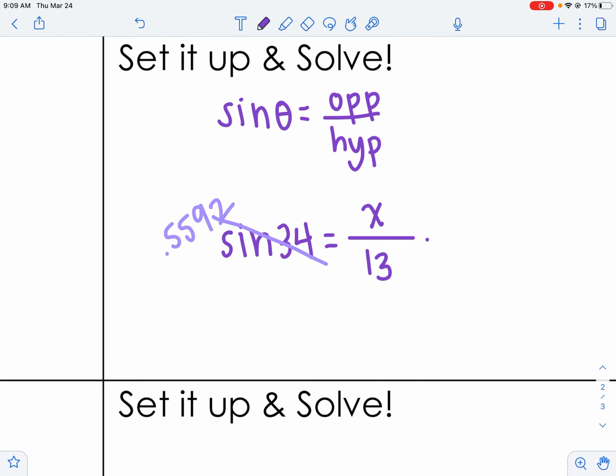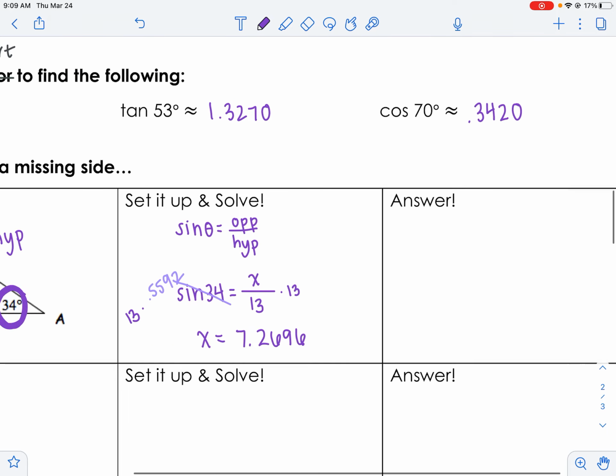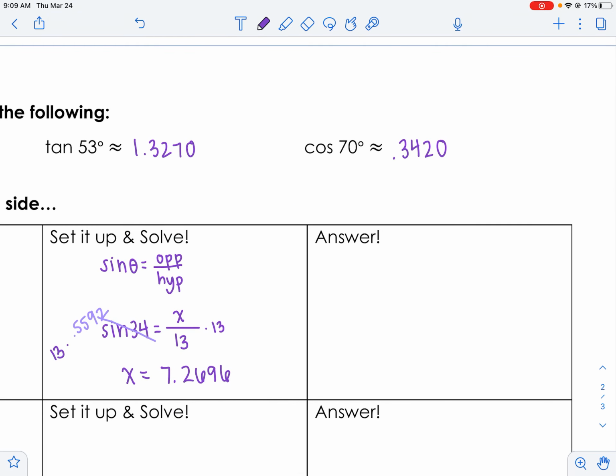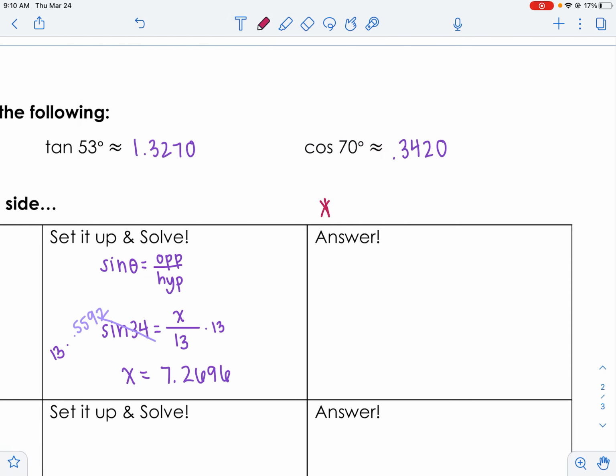So if you have x divided by 13, the easiest way to get rid of that would be to do the opposite, and that's multiply by 13. So now I'm just going to go to the calculator and figure out what 13 times 0.5592 is. So x is 7.2696.